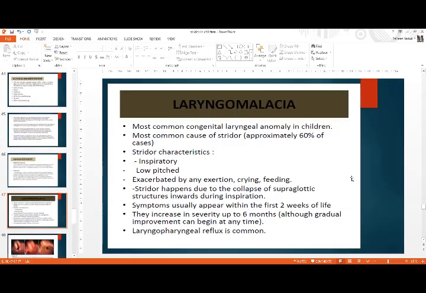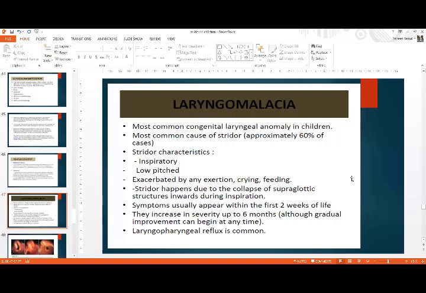Now, laryngomalacia is the most common congenital laryngeal anomaly and the most common cause of stridor. Approximately 60% of cases that are seen in the neonatal age group are due to laryngomalacia. And the characteristic of this laryngomalacia is that it is an inspiratory sound exacerbated by exertion, due to the collapse of glottic structures during inspiration.